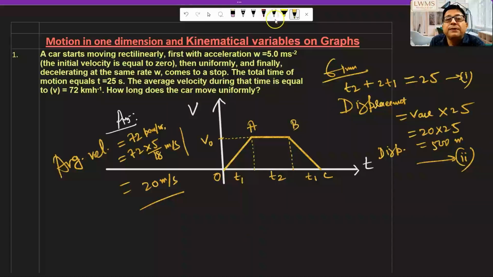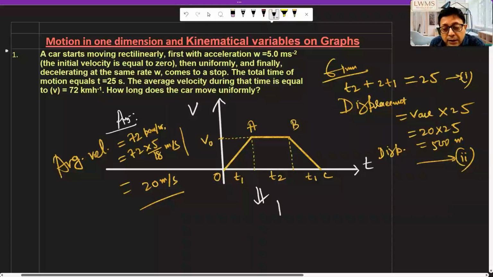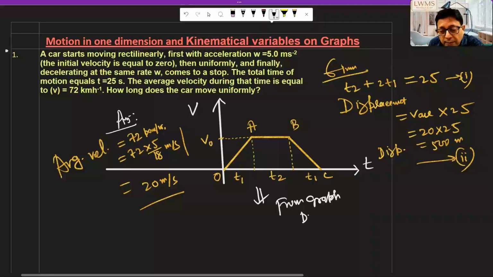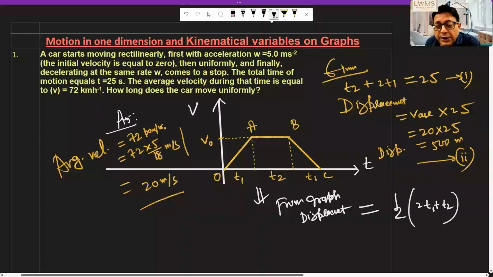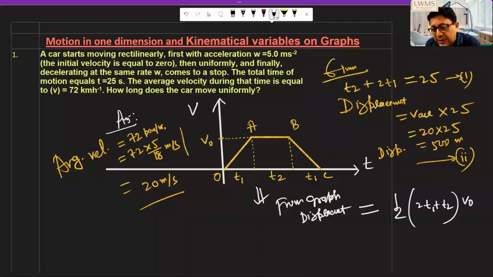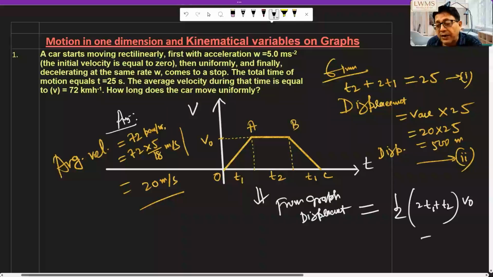Displacement from the graph is given by half base into altitude. Altitude is what? V0. V0 is the altitude. And this thing is equal to 500. Okay, this is our number 3.